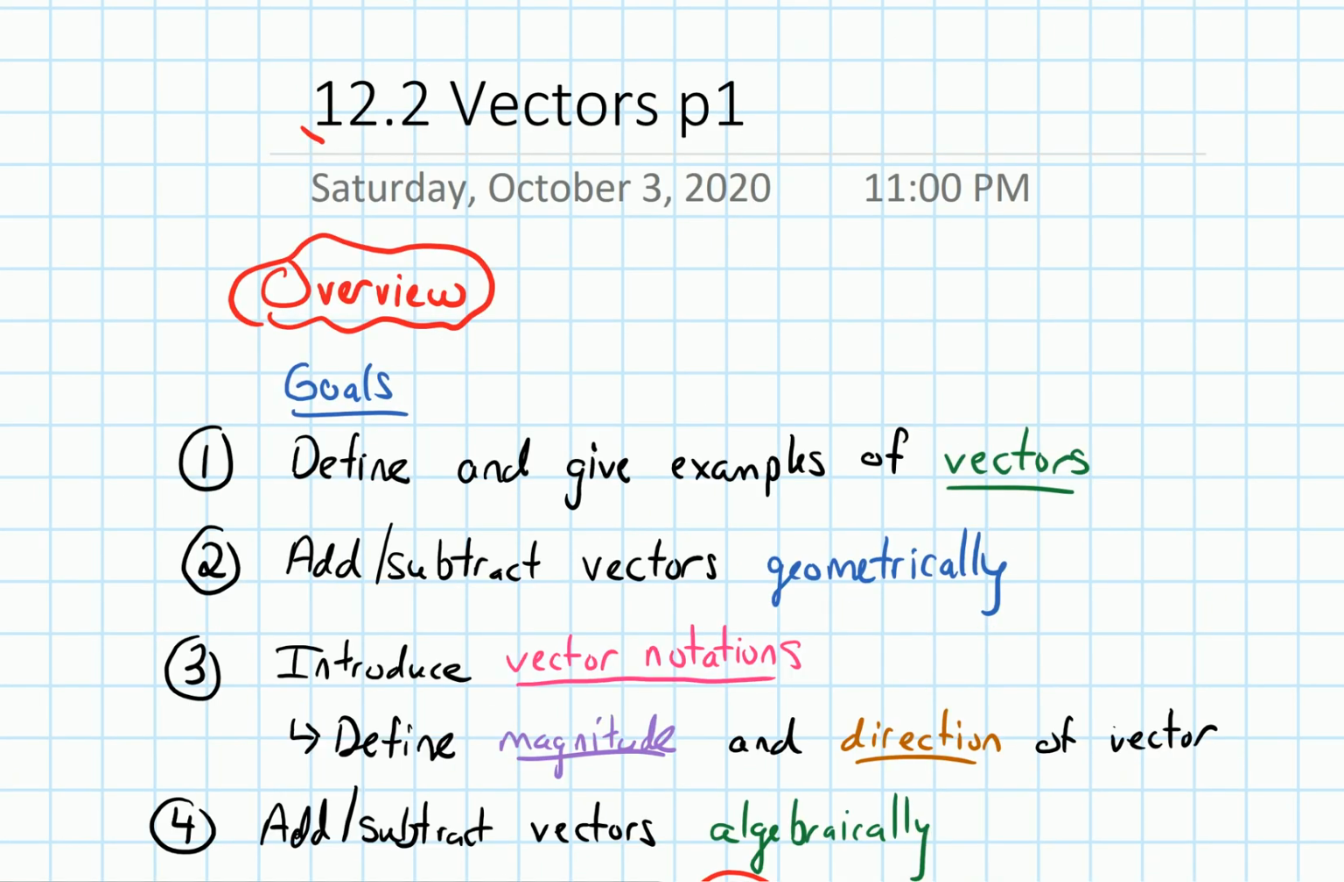All right, so returning to our goals, I forgot to do this at the end of the last video, but at the end of the last video, we had finished defining and giving examples of what vectors were. In this video, we talked about how we do things like addition and subtraction of vectors geometrically. In the next video, we'll introduce some more vector notations to start writing vectors with some numbers, and then define the magnitude and the direction of a vector.